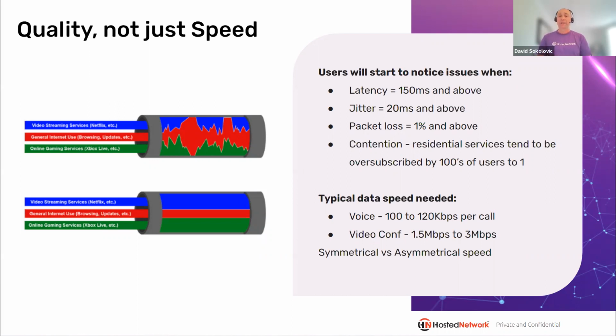A symmetrical speed service means that you get the same speed both ways at the same time. Symmetrical speed services are designed for business users, and for applications like email, video conferencing, think your Zoom or your Google Meet or your Teams, voice calls, and most business applications like your Office 365, Google Docs, etc. These applications tend to have an even two-way conversation.